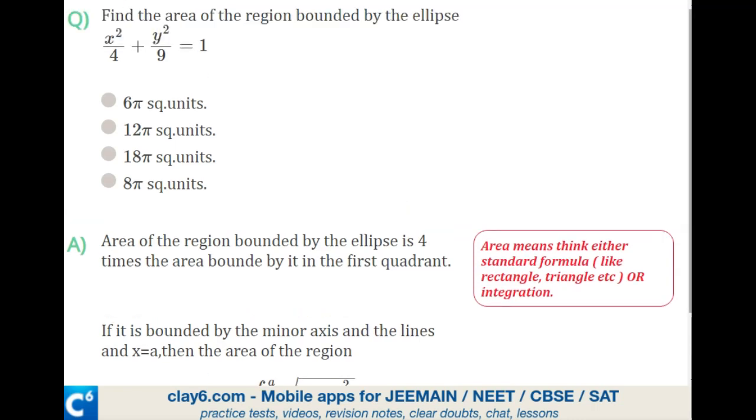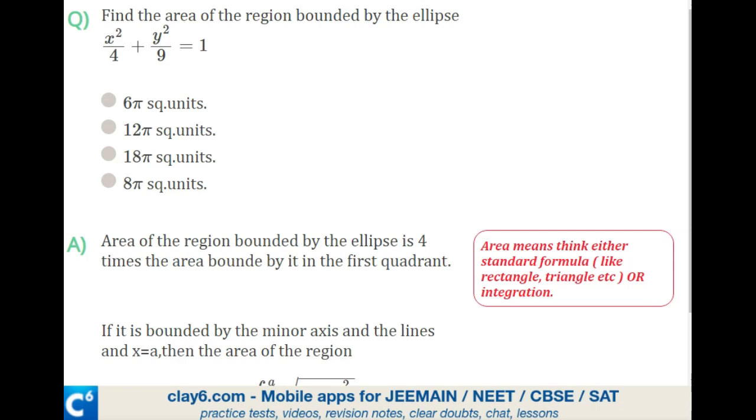You can write it as y squared equal to 9 times 1 minus x squared by 4, and 9 you take out. So 9 becomes 3, and then y equal to the square root of the whole thing. So you'll get 3 times the square root of 1 minus x squared by 4. So that's a standard thing.